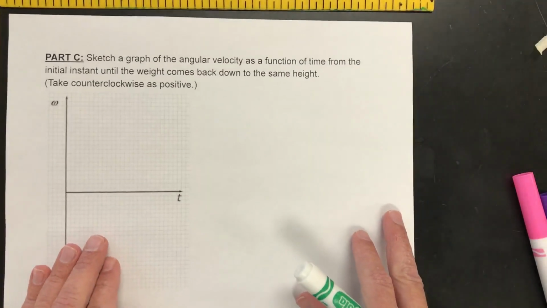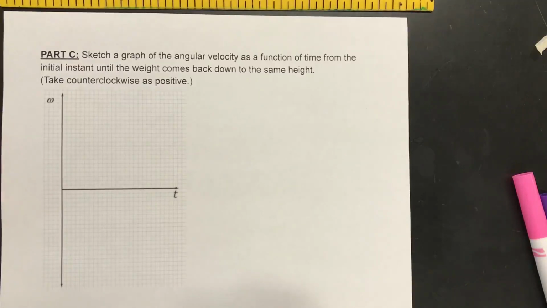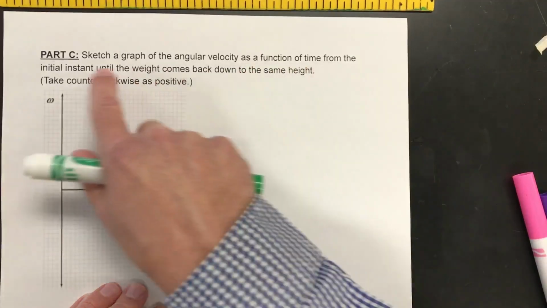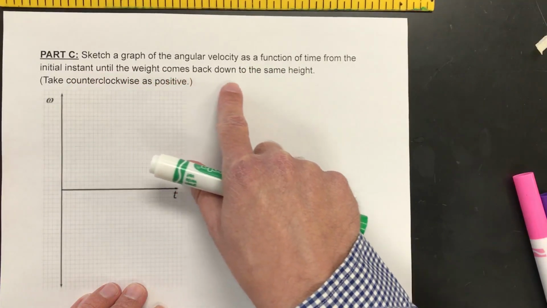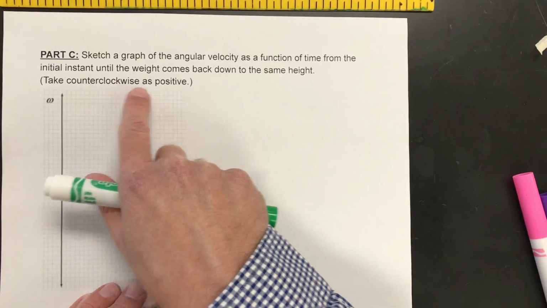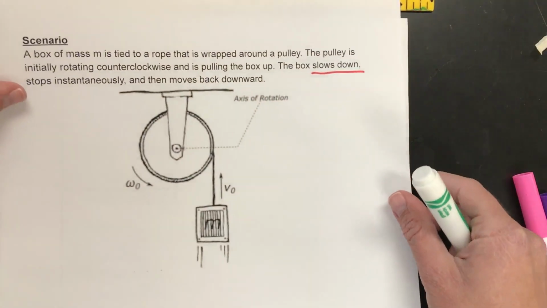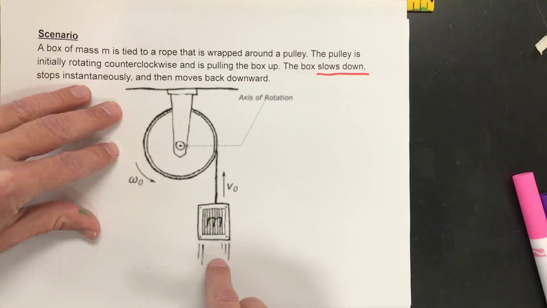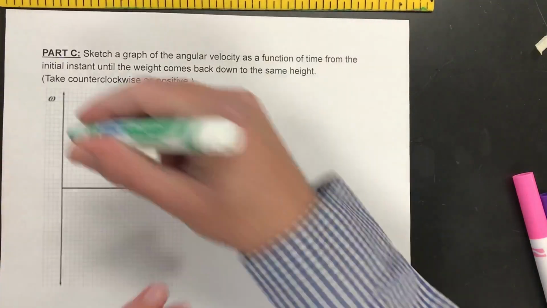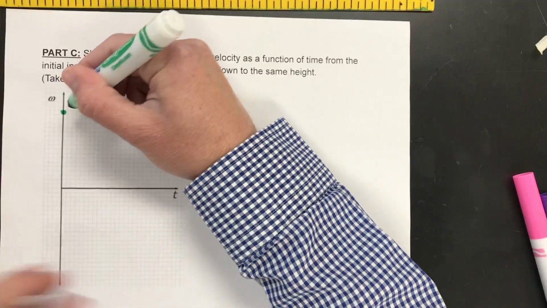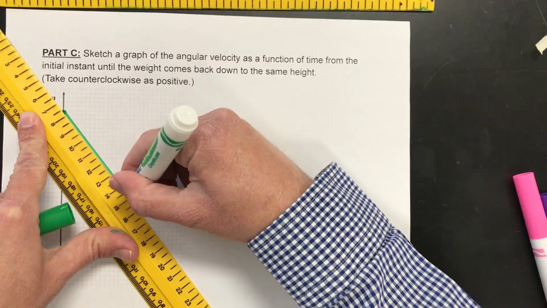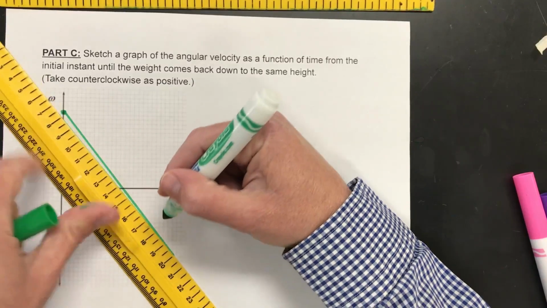All right, next one. These confuse a lot of people, but they're actually so easy if you just think of their linear analogies. Sketch a graph of the angular velocity as a function of time from the initial instant until the weight comes back down to the same height. Take counterclockwise as positive. Well, think about it like this. If I said, draw the velocity of this box as a function of time, call up positive, and think about it like that. Well, okay, because it was initially going a positive direction like this. It started going positive, but it was slowing down. So its velocity approached 0. And then it came back down into this direction here.